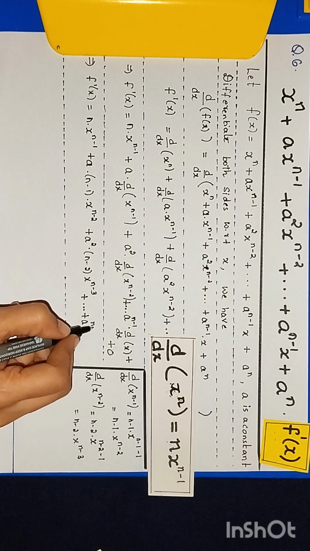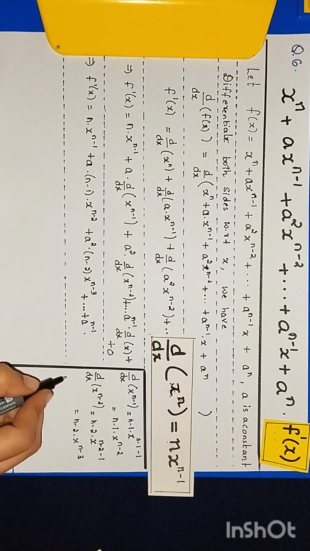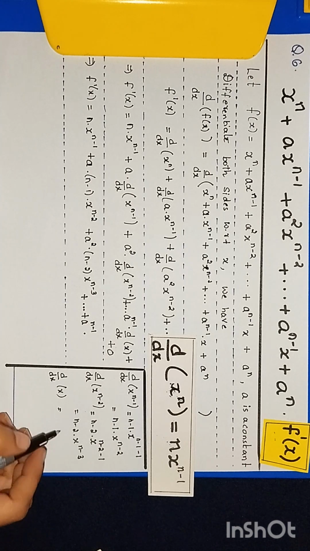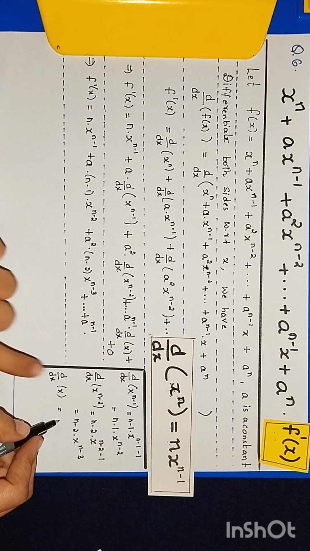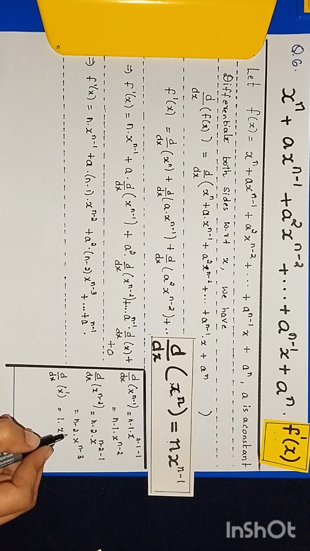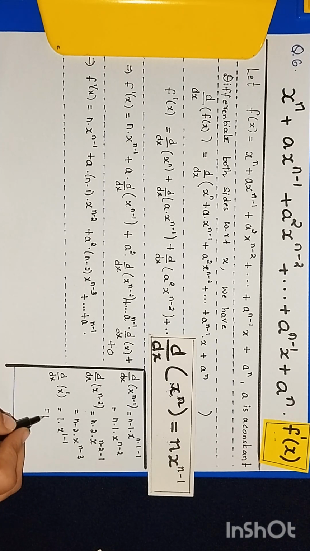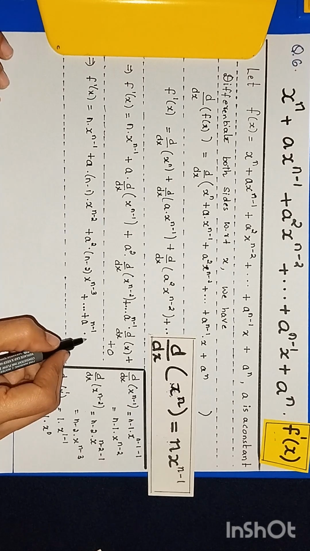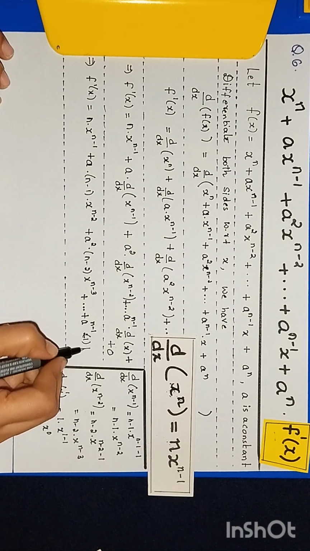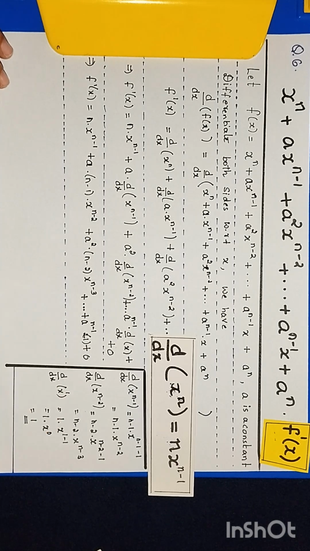Then plus a to the power n minus 1 times the derivative of x. Always remember the derivative of x is 1, but we will solve it here also. In the place of n we have 1, so 1 into x to the power 1 minus 1, that is 1 into x to the power 0, which is 1. So we will get 1 here into 1, plus the derivative of the constant, which is 0.